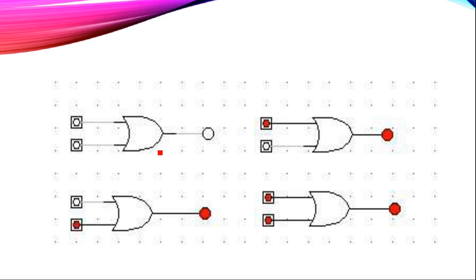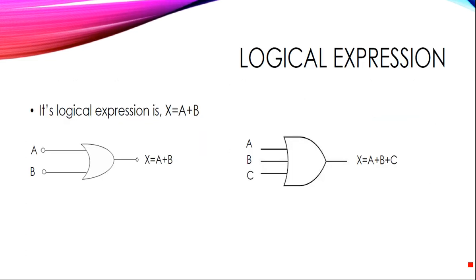So these are the simulation results. So already you know that if any one input is high, the output is always high. You can see in these three. If all the inputs are 0, output is 0. And this is the logical expression x equal to a plus b. Here x is the output, a and b are the inputs. And this is the three input OR gate. A, B, C are the inputs. The output expression x equal to a plus b plus c.